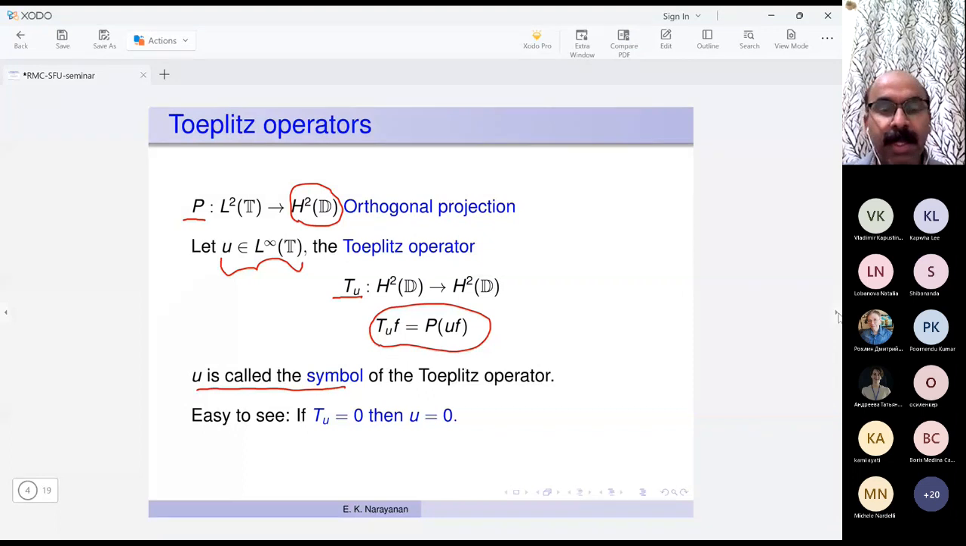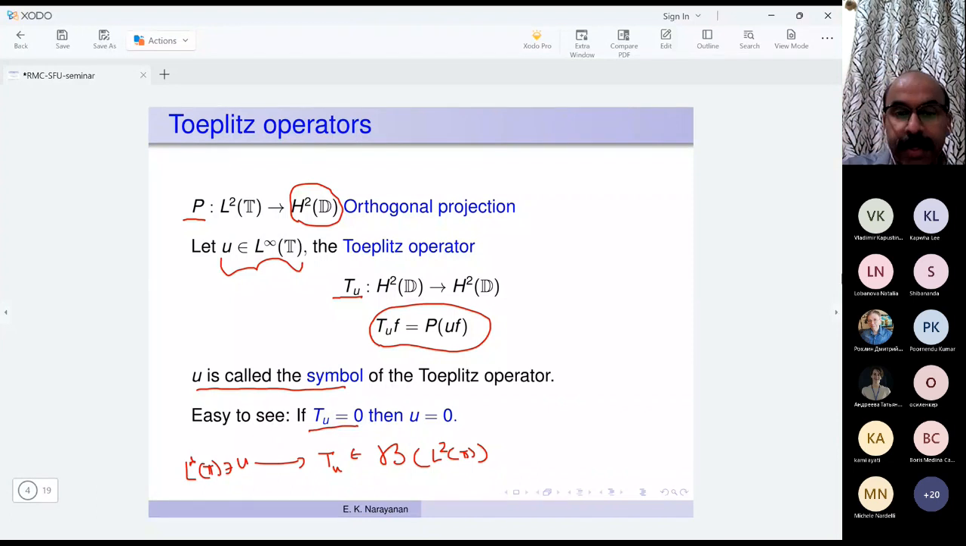And it's an easy exercise to see that if T_u is 0, then u is 0, because u will be orthogonal to all the exponentials, so all the Fourier coefficients of u will be 0, and so u is 0. So the map u going to T_u, from L infinity to bounded operators on the Hardy space, is linear and one-one, because if T_u is 0, then u is 0.